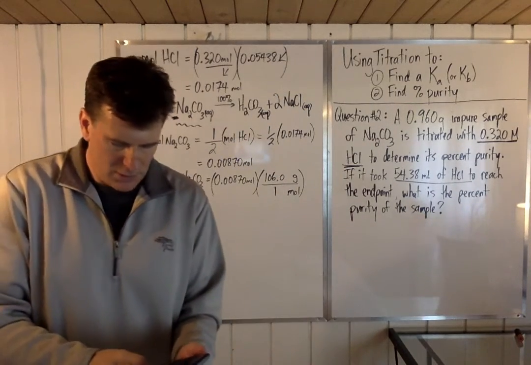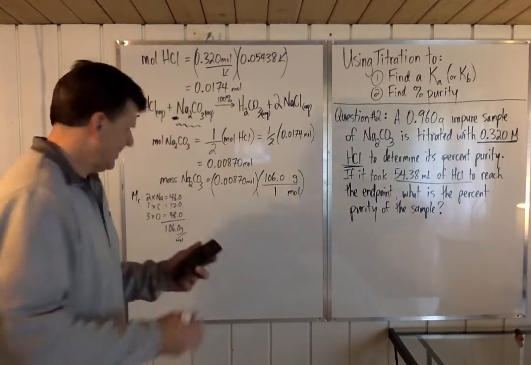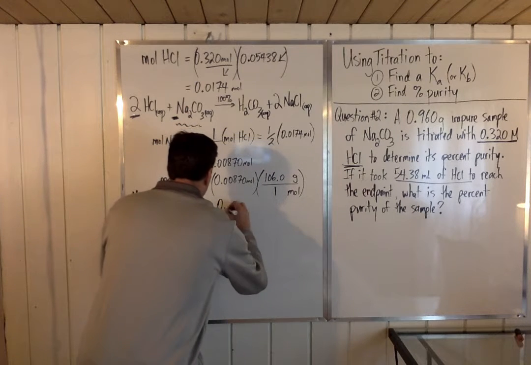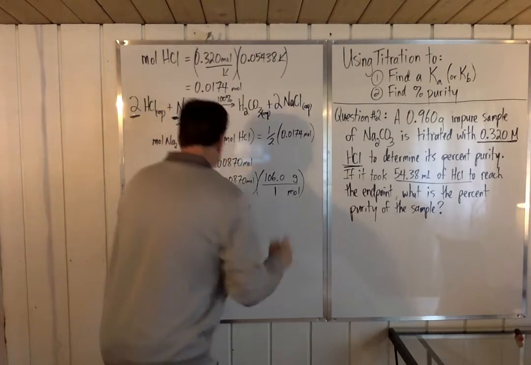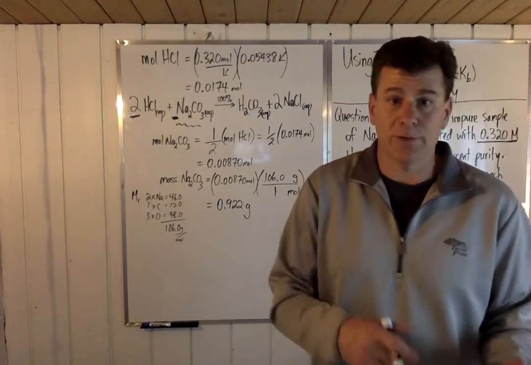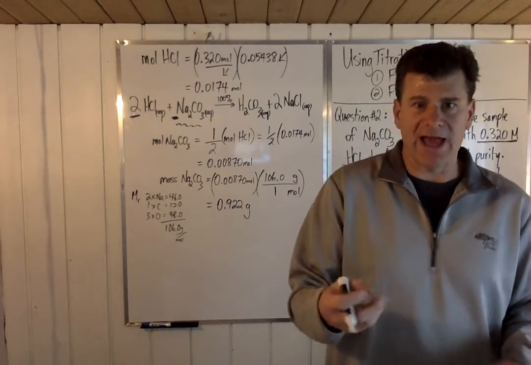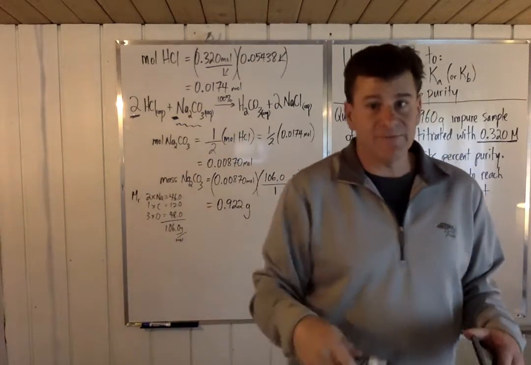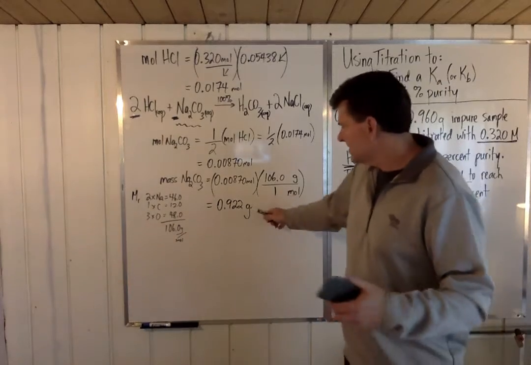Okay, so I go times 106, and I get 0.922 grams. So that's how many grams of Na2CO3 were actually in there, and the titration is telling me that because of how much control I have, right? Controlling it so that you added exactly 54.38 mL, that's kind of critical. So you get this very precise value.